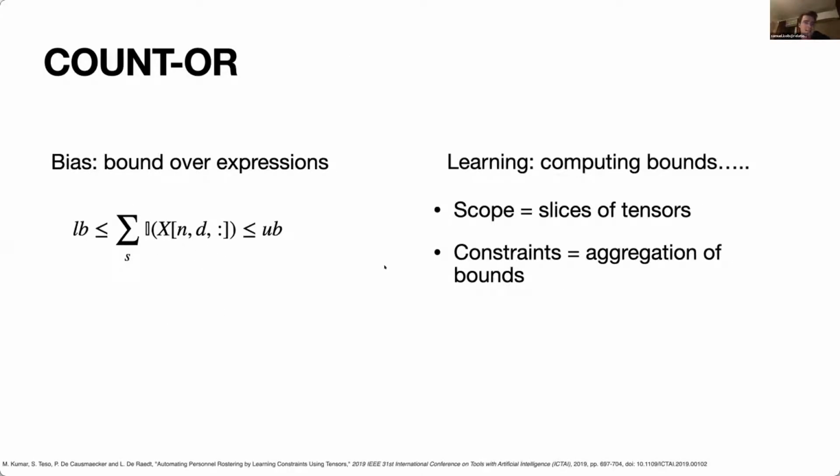Now, we've had experience with a system called CountOR, where instead of having this set of primitive constraints, we learn bounds over expressions. When we learn the constraints, we take examples and turn them into tensors, and constraints are this aggregation of these bounds.